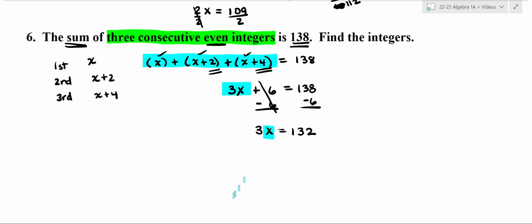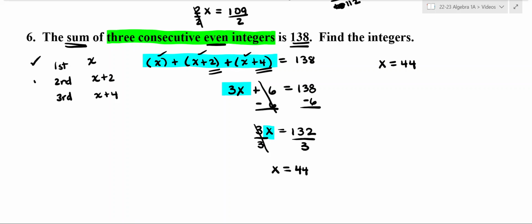All right, we're focusing on that x. Now we're going to divide by 3. So x equals 132 divided by 3, 44. All right, so the first number is 44.